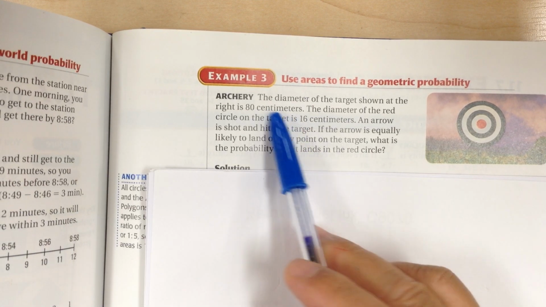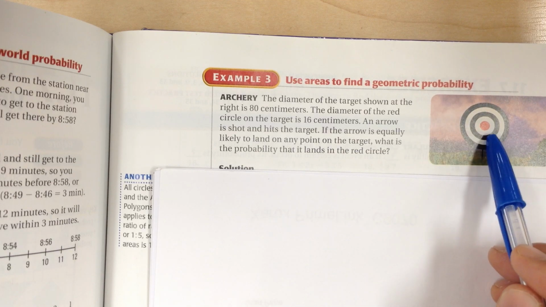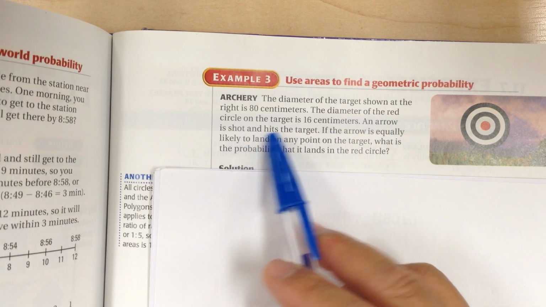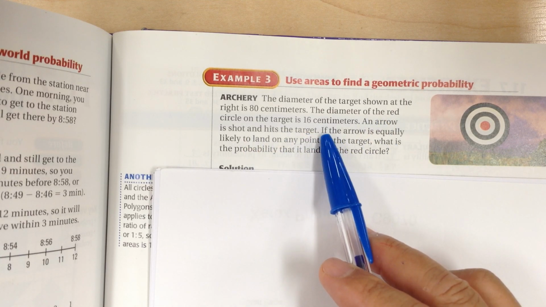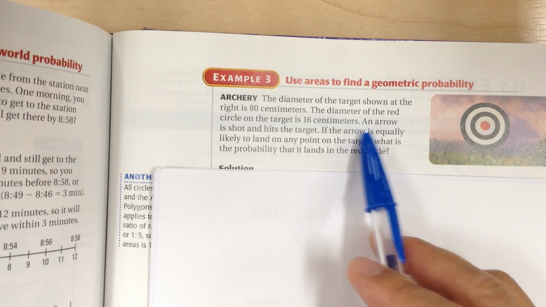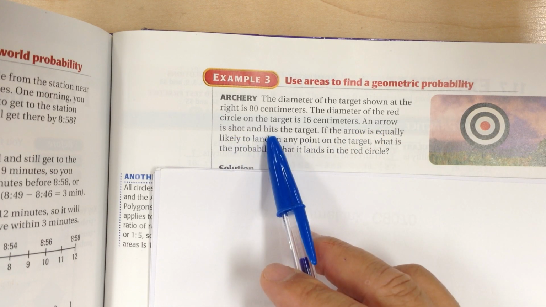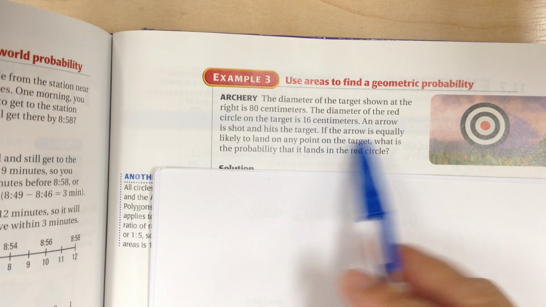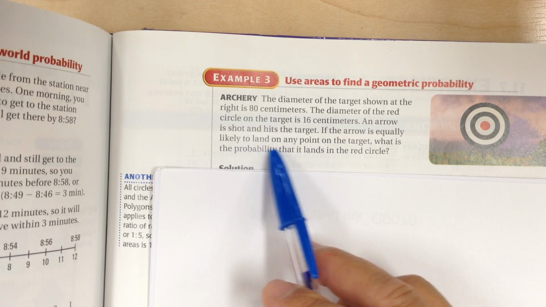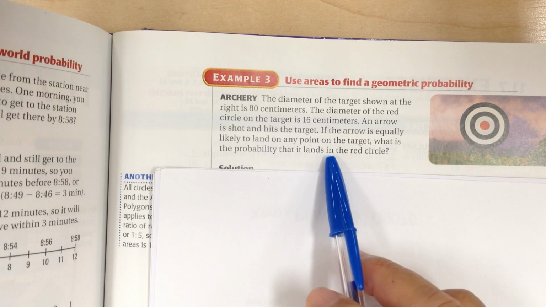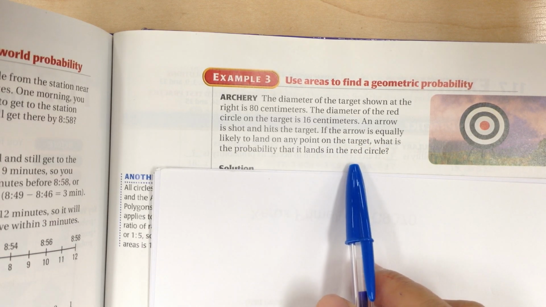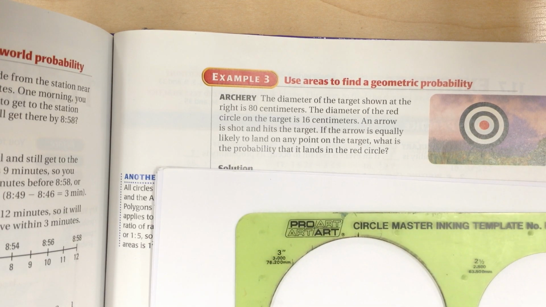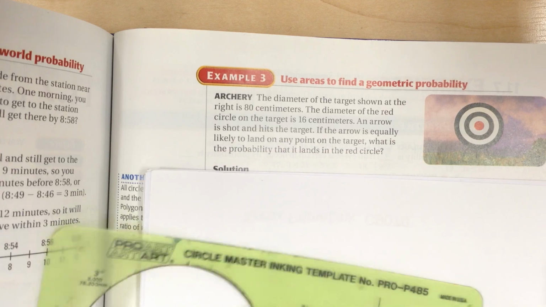Archery. The diameter of the target shown at the right is 80 centimeters. The diameter of the red circle on the target is 16 centimeters. An arrow is shot and hits the target. If the arrow is equally likely to land on any point on the target, what is the probability that it lands in the red circle? Let's go ahead and do this.